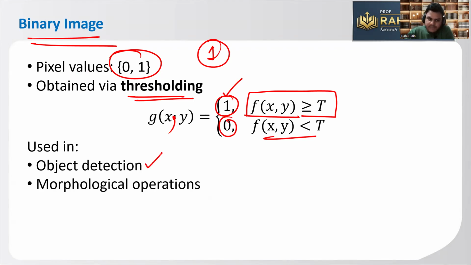So it is used for object detection and morphological operations. These are the key application areas where we can use binary images.